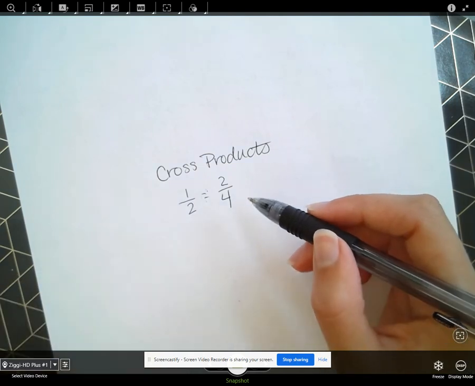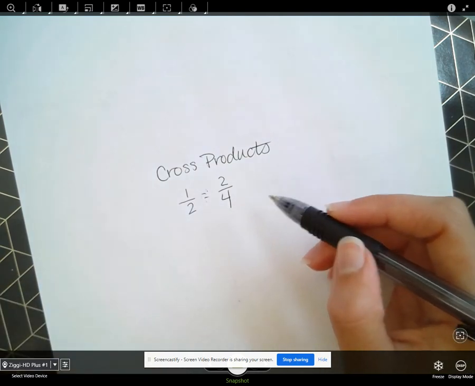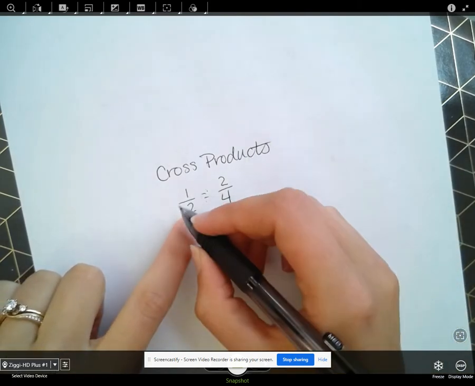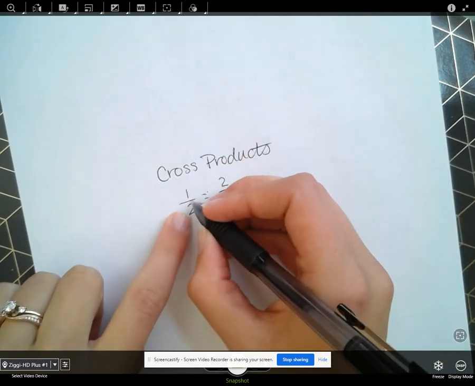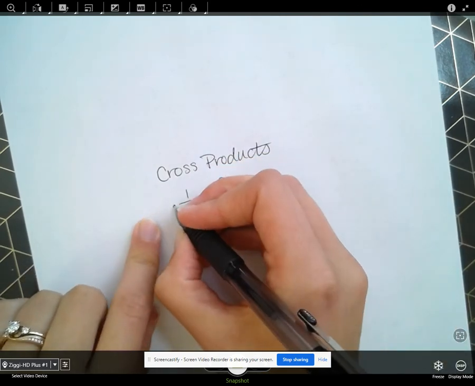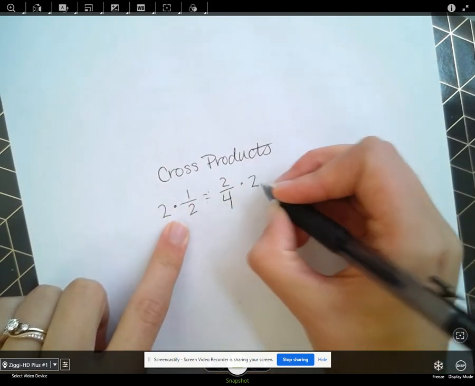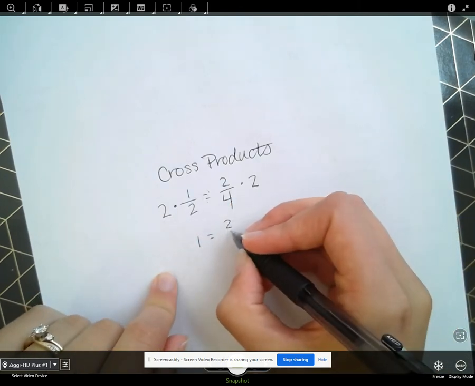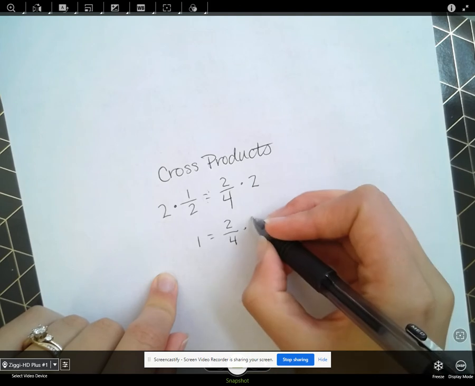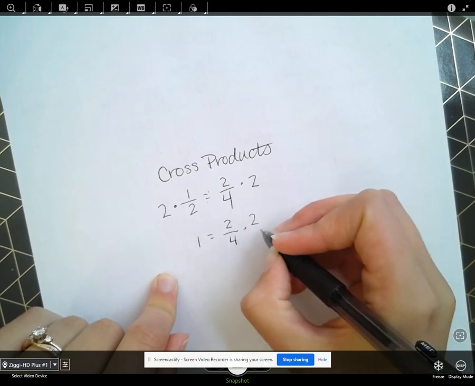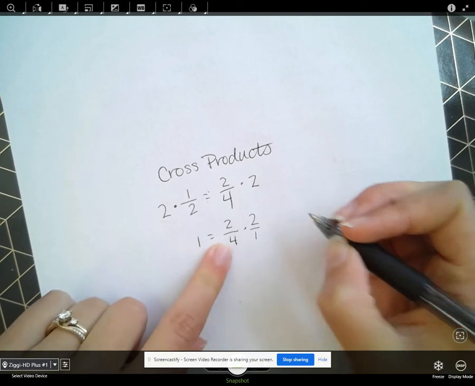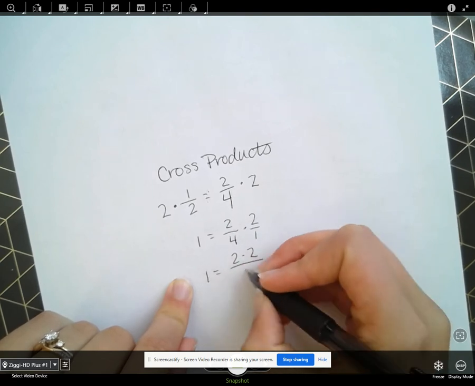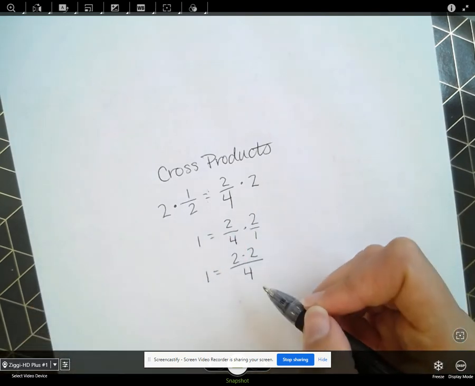We're going to use some things that we have talked about with solving equations. So if I wanted to get the 1 by itself, I'd have to undo this division of 2 by multiplying by 2, and I'd do it to both sides. All right, so I have 1 equals, and I'm not going to multiply this yet. I'm just going to leave it as 2 over 4 times 2 over 1. Okay, and we can rewrite this as 1 equals 2 times 2 over 4, because 4 times 1 is 4.